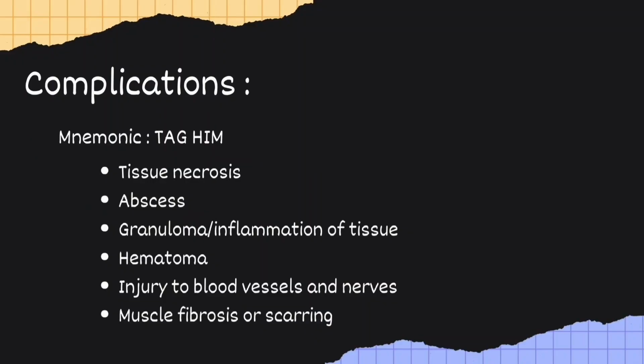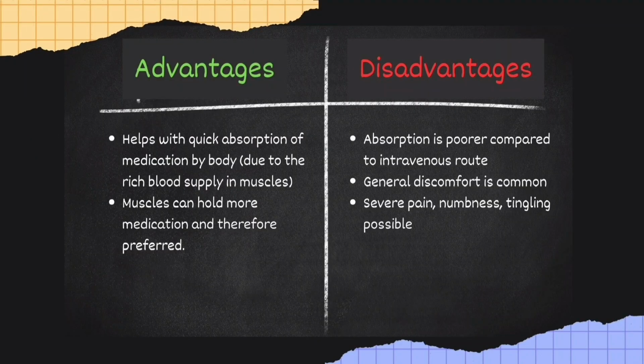Since it's a sensitive area, we will usually ask the patient to massage, or else we'll get the consent of the patient before massaging. Then check the patient's reaction and give additional reassurance if necessary. Clean up and dispose the waste safely and wash your hands. These are the complications. The advantages and the disadvantages are given.